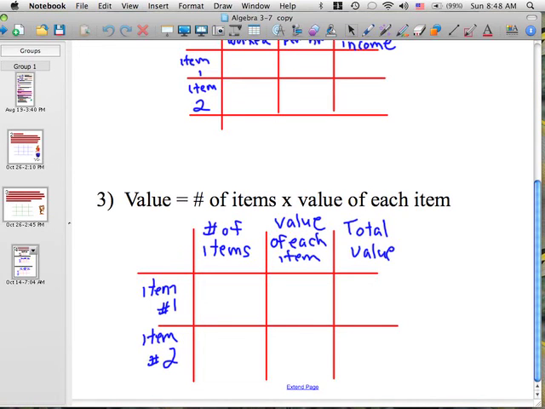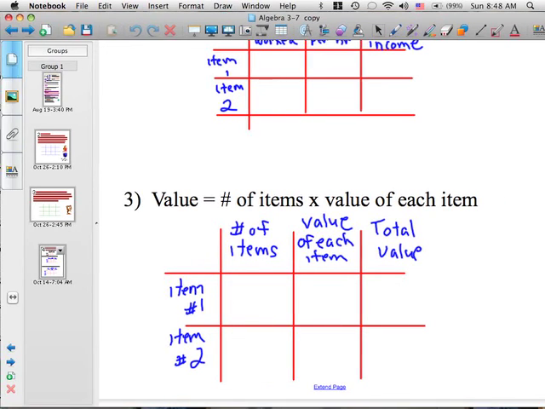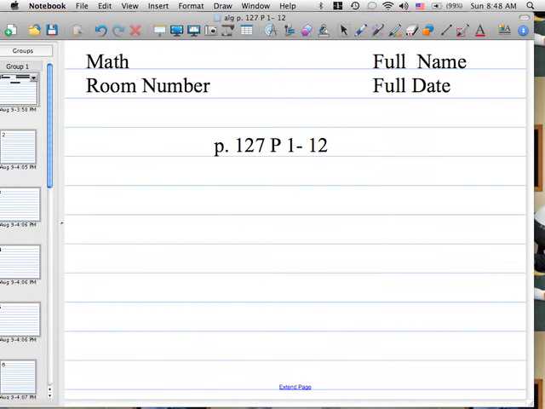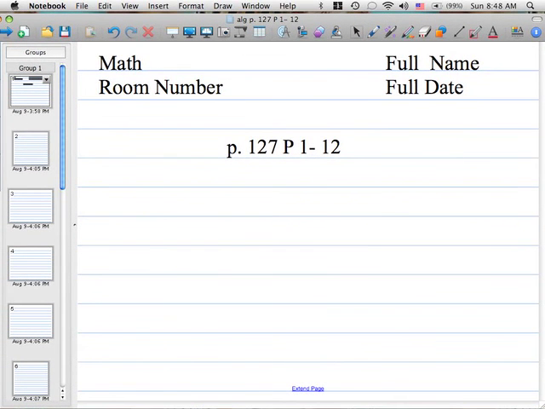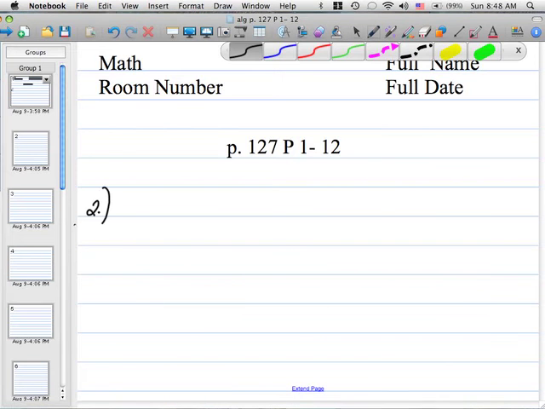Now we're going to do the evens. So you need your paper headed, full headings, skip a line, the title, page 127, problems 1 to 12. And fold your paper in half, and we're going to start with number 2. The chart's already made for number 2, so we could set that up right away.